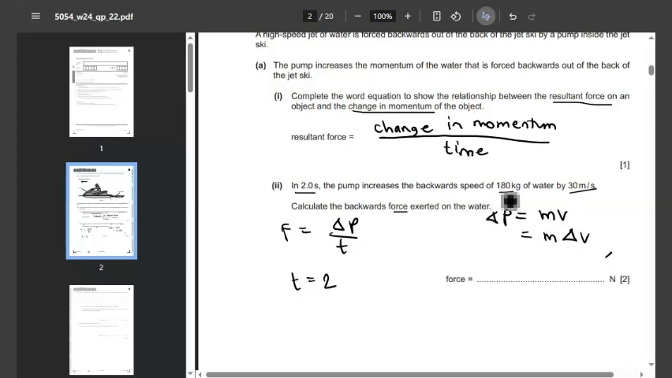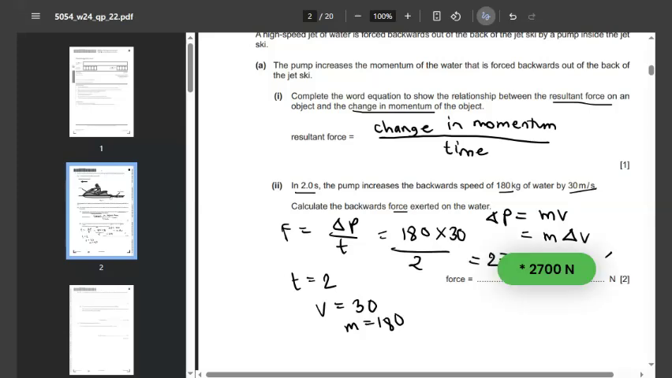The backward speed of water was increased by 30 meter per second. So the change in velocity is 30. And the mass of the water is 180. Therefore, the equation becomes 180 multiplied by 30 divided by 2. And that will become 270 Newton. So 270 Newton is the answer. Okay, moving on.